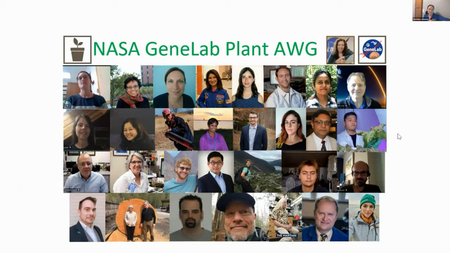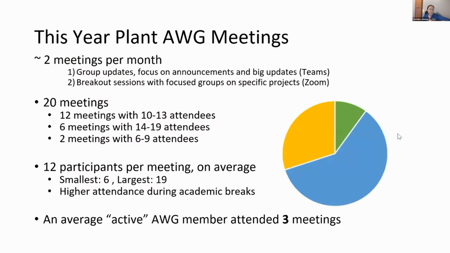There are 84 of us, so not everyone could fit on the slide, but it's a really great international team doing great work. We have about 2 meetings per month. Sometimes we have fewer because of various reasons, holidays or symposia or whatever. But one of these meetings has group updates, a focus on announcements, and some big overarching things, and that all happens on Teams. And then we have a Zoom meeting at a different time once a month, where we have breakout sessions with focus groups on specific projects.